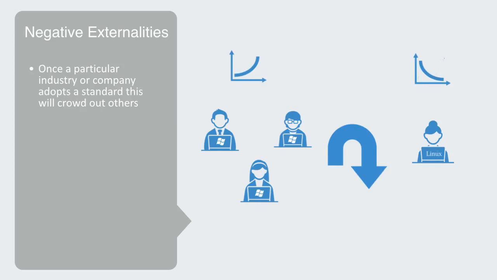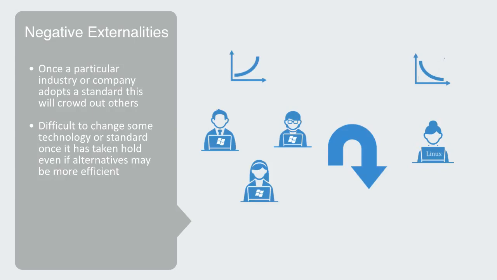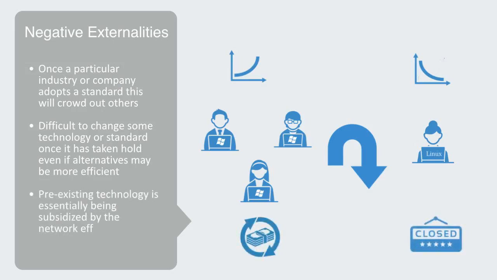This makes it very difficult to change some technology or standard once it's taken hold, even if alternatives may be more efficient. And thus, this particular pre-existing technology is essentially being subsidized by the network effect and the negative externality of not being able to interoperate with others if you change.